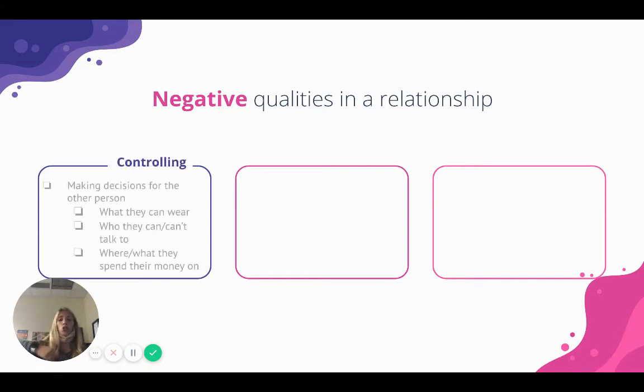The first one is controlling. We don't want someone to be controlling. We don't want them to be making decisions for the other partner, like deciding what they can and cannot wear, who they can and can't talk to, where and what they spend their money on.